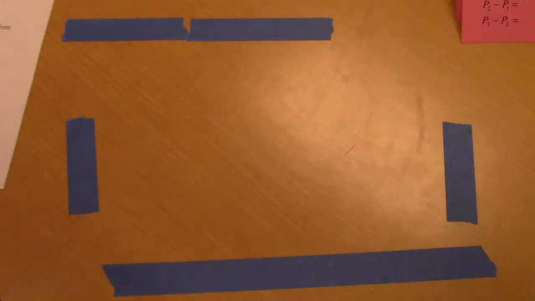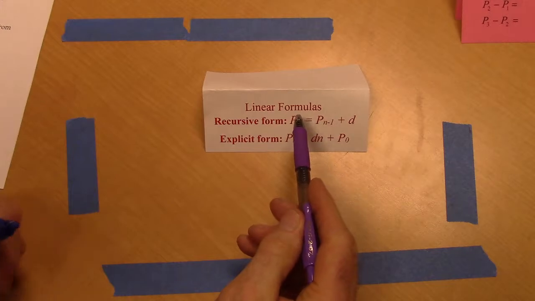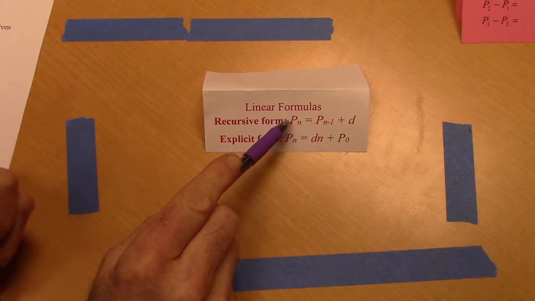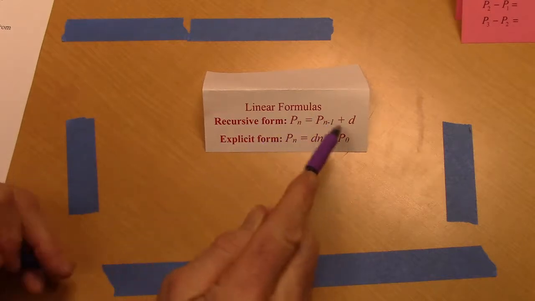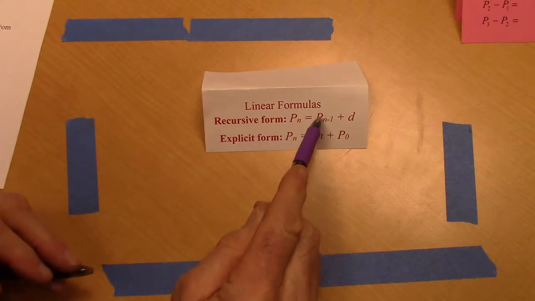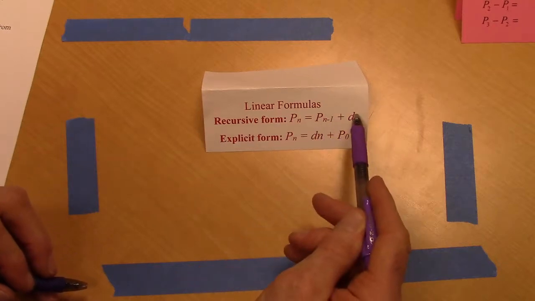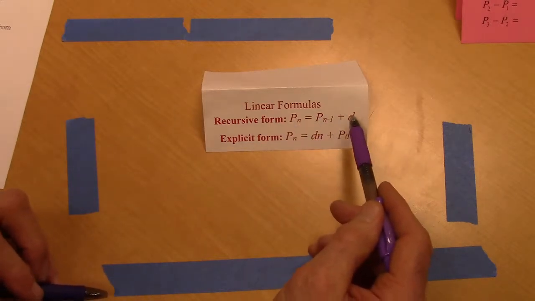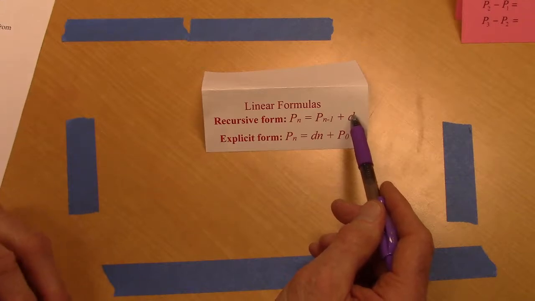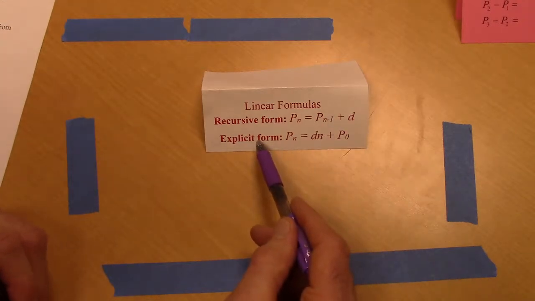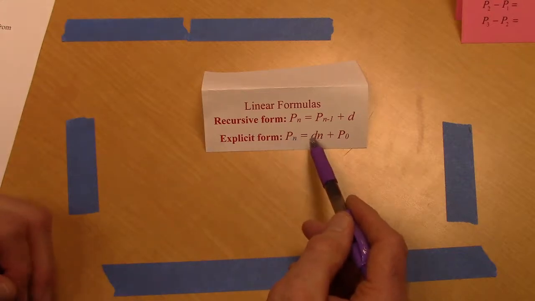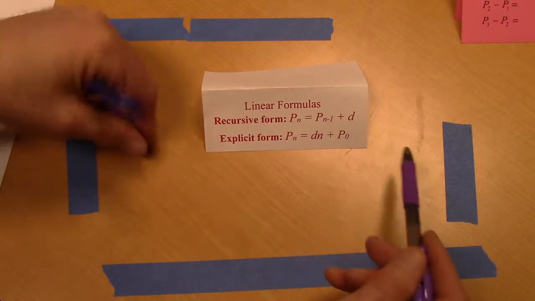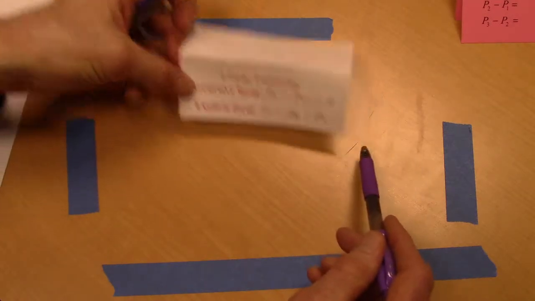So just to review quickly the linear formulas that we will look at. Recursive formula: P sub n is any particular value in the sequence, and it is equal to the previous value, P sub n minus 1, plus d, so that's a constant difference. So each term in a sequence increases, or decreases if d is negative, by the same amount. An explicit formula: any term in the sequence is that constant difference times n, the number of the term that you're looking for, plus P sub 0, which is the original or the starting point.